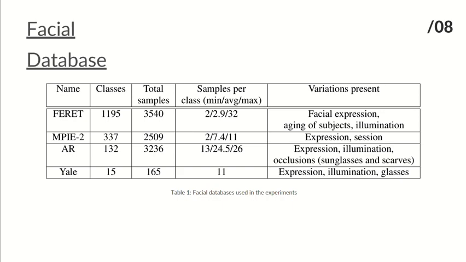Next, the AR database. The AR database is composed of 132 classes and a total of 3236 images. It has a large number of samples per class: 13 minimum, 24.5 average, and 26 maximum. Compared to other databases, the images vary in terms of facial expressions, lighting conditions, and occlusions such as sunglasses or scarf. Next, the AL database. This is the smallest database mentioned, with 15 classes and 165 total samples. The variations in the database include facial expressions, lighting differences, and the presence of glasses.